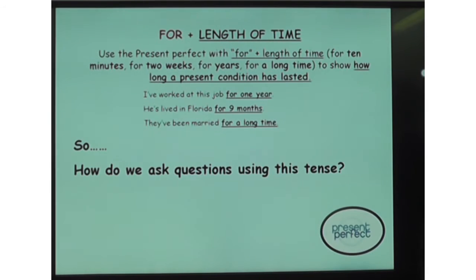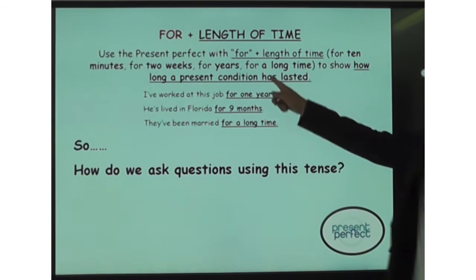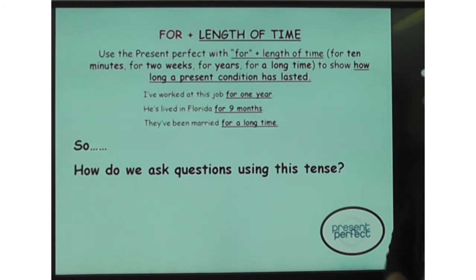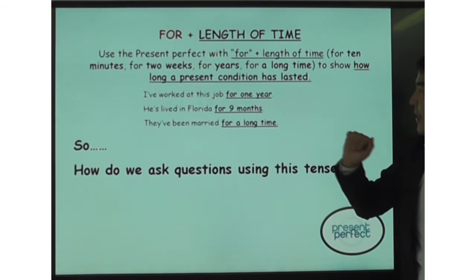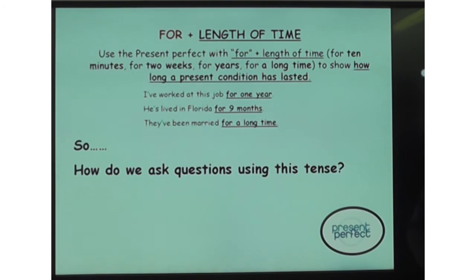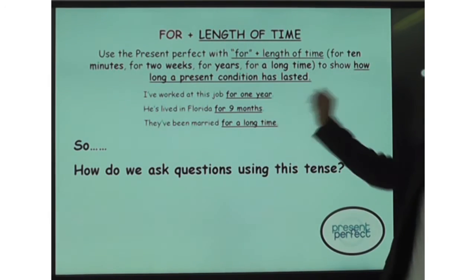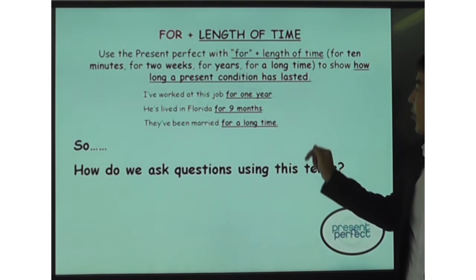For plus length of time. Use the present perfect with for plus length of time, for 10 minutes, for 2 weeks, for years, for a long time, to show how long a present condition has lasted. For example, I've worked at a job for 1 year. He's lived in Florida for 9 months. They've been married for a long time. And for 1 year, for 9 months, for a long time here.